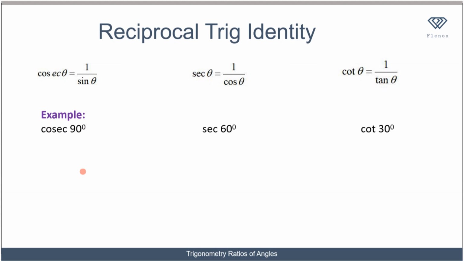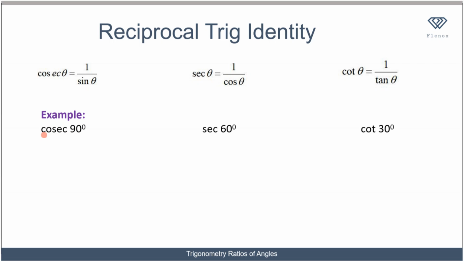So we have three basic reciprocal trig identities, and the first one is cosec. Cosec theta is the same thing as 1 over sin theta. Sec theta is the same thing as 1 over cos theta, and cot theta is the same thing as 1 over tan theta. So you have to memorize these relationships: cosec is the reciprocal of sine, sec is the reciprocal of cos, and cot is the reciprocal of tan. So let's try to evaluate these values.